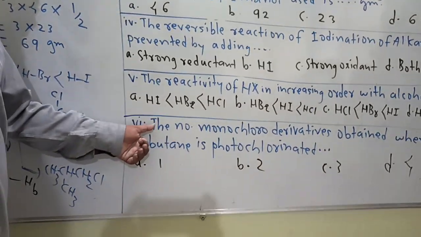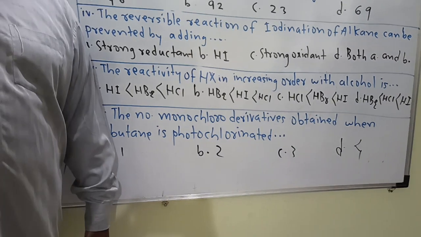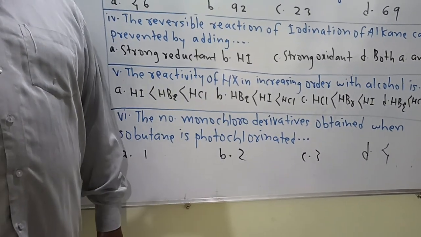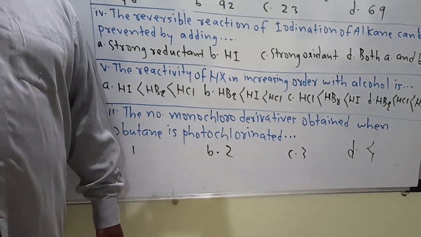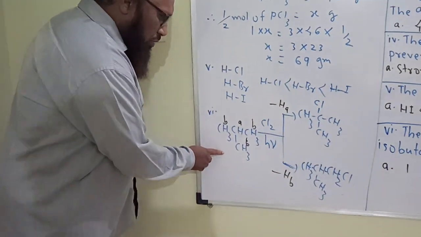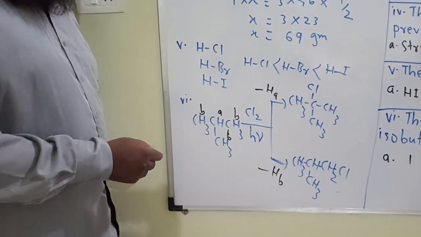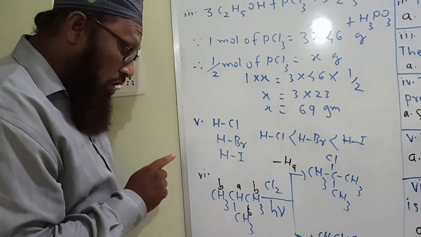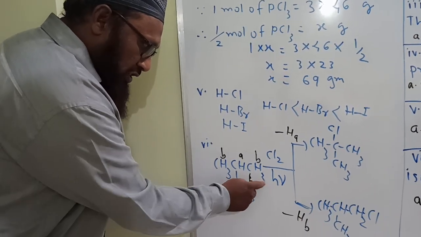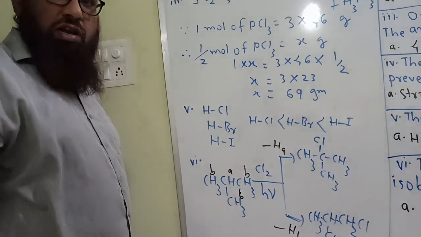MCQ number 6. The number of monochloro derivatives obtained when isobutane is photochlorinated. Let us see the photochlorination of isobutane. This is the formula of isobutane: CH3, CH, CH3, CH3. Dear students, we have here two types of hydrogen. These are 9 hydrogen atoms, they are equivalent, and this hydrogen is another one.